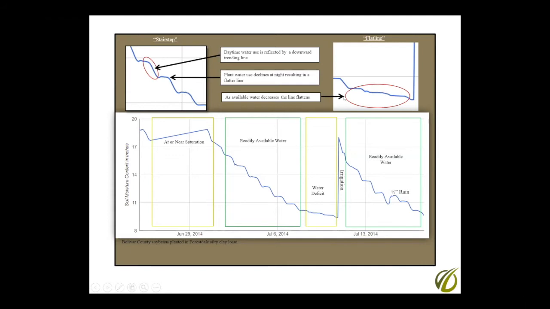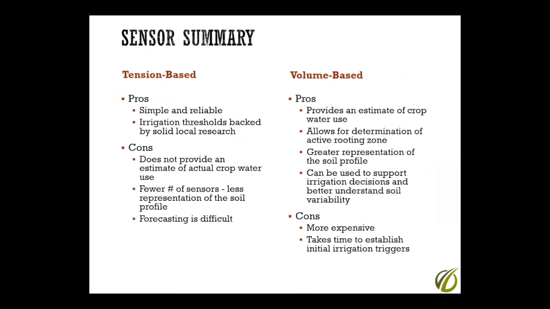And whenever we start to run out of water, or not running out of water, but the plant can no longer pull it through those roots, the tension is too high, this line flattens out. So essentially what we see are flatter lines at or near saturation. We go through stages where we have readily available water, our lines flatten out, we're in a water deficit, we irrigate, or we catch rain, and we start the process over again. But interesting to point out, this change right here, this stair step, this daily change, that's our actual crop water use. And so that's one of the big advantages of these volumetric type sensors.